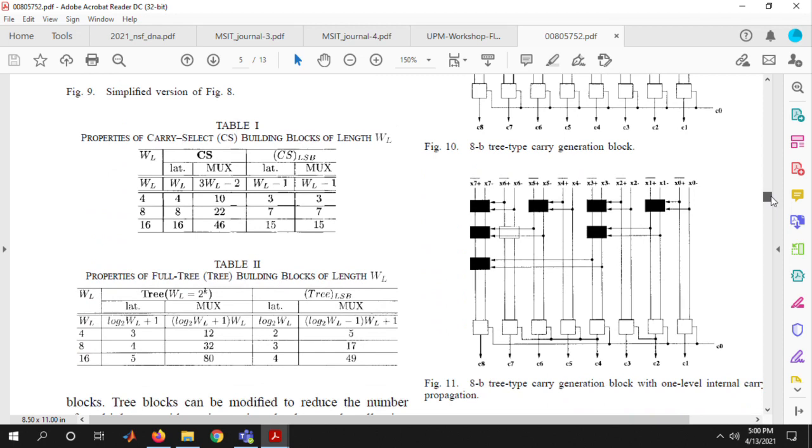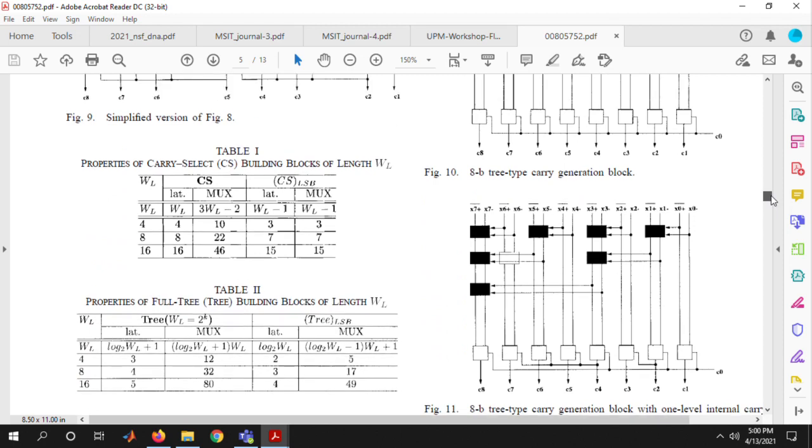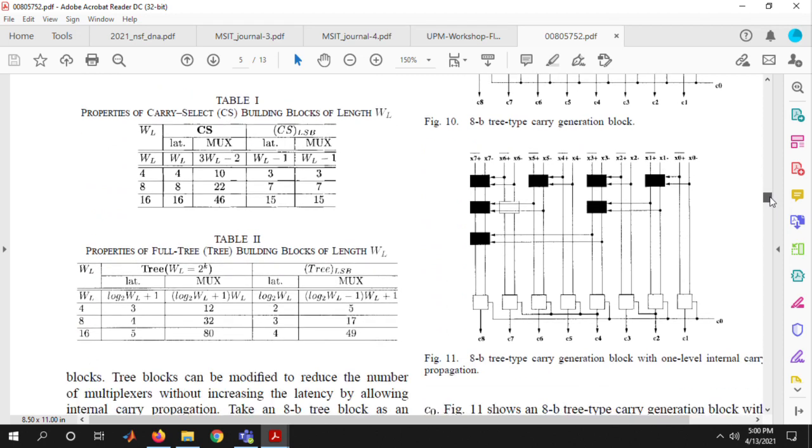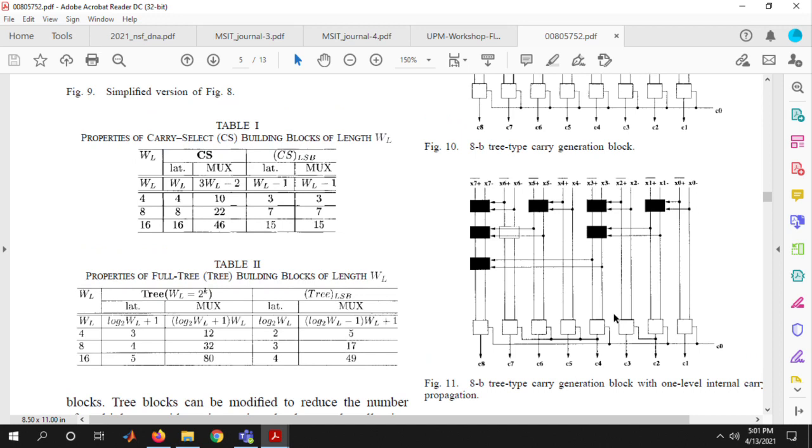And if you look at this figure 11, that is very different from figure 10. So this is what we would call a modified tree. Why is it called a modified tree? Because here I'm using C2 to compute C3. I'm using C4 to compute C5 and C6 and C7.